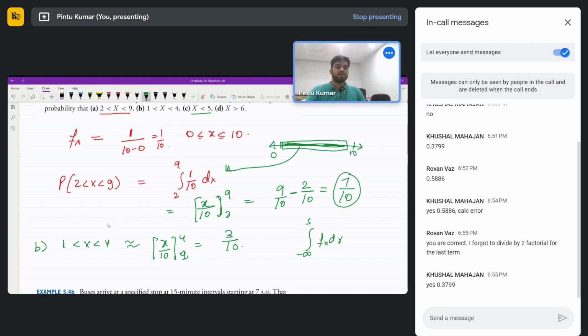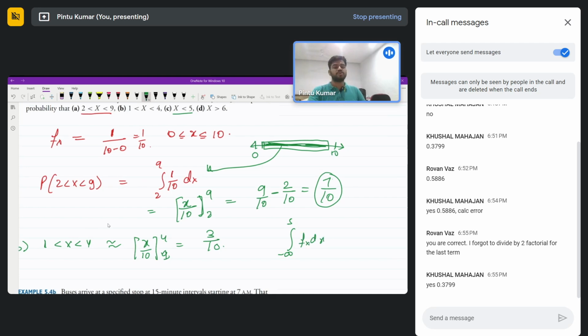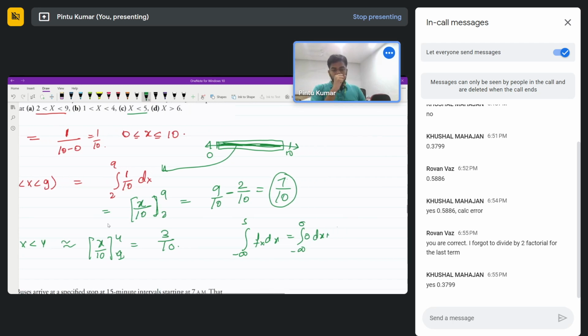The value of f of x for x less than 0 is 0. So this is equivalent to the integral of 0 from minus infinity to 0 dx plus the integral from 0 to 5 of 1 by 10 dx. I could have solved this very straightforwardly, just looking at the interval, but I'm doing it purposely so that when you have some more complex probability distribution function, you will apply the same technique, that is integrating. This term is 0 and this is 5 by 10, that is 1 by 2.